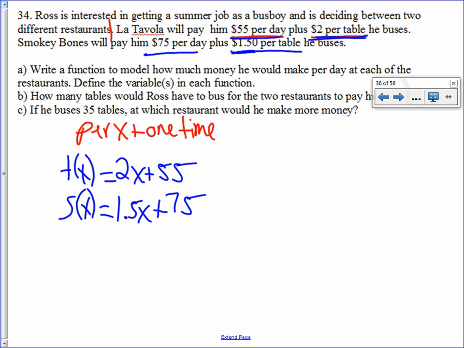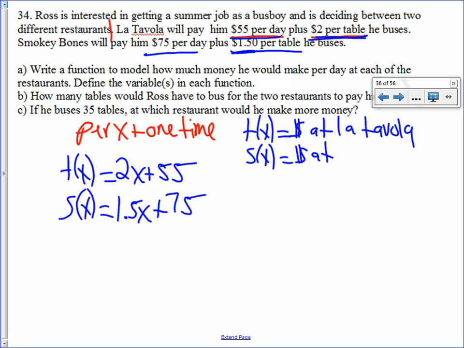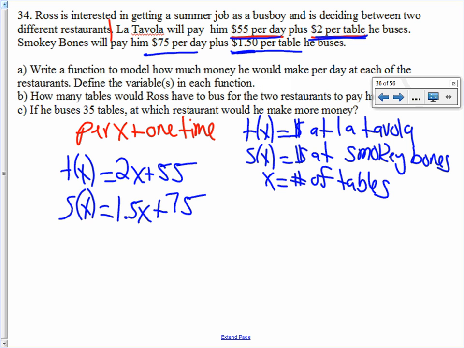to find the variables. Well, let's just make a little key here. T of X is money at La Tavola, and S of X is money at Smoky Bones, and X, well, that's the number of tables. So that's your answer to part A.